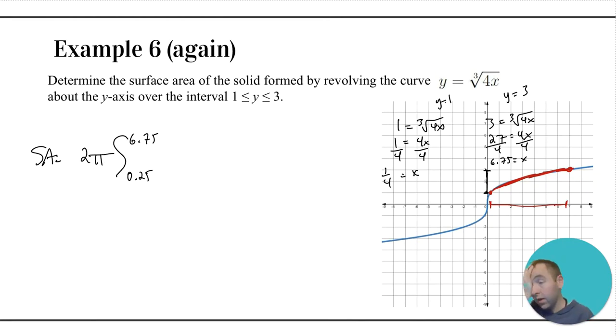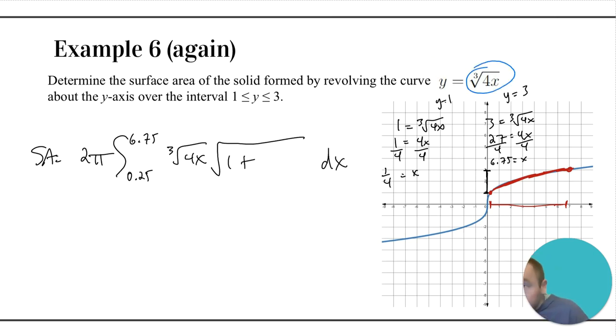And then you need f of x, which is the cube root of 4x, and then the square root of 1 plus the derivative, dx. So you could just differentiate that. The derivative would be bring the 1/3 down and then make 4x be to the negative 2/3 now, and then do chain rule and multiply by 4. So more simply, it would be 4/3 times 4x to the negative 2/3.